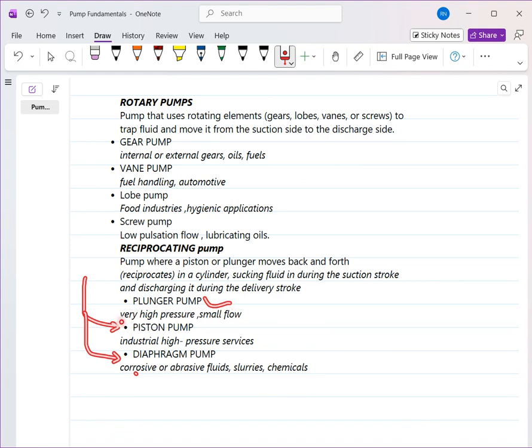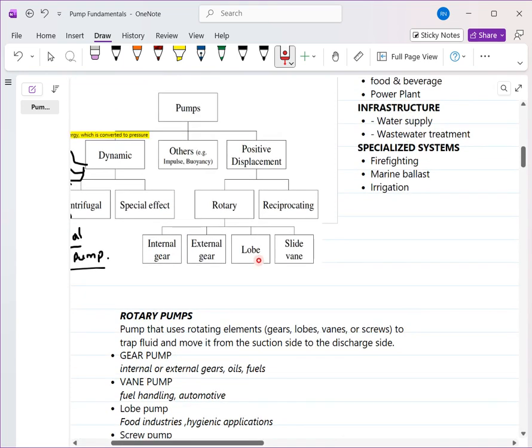The plunger pump is used for very high pressure, small flow. The piston pump is used in industrial high pressure services. Basically these pumps are used only for very high pressure, right? Diaphragm pumps handle corrosive or abrasive fluids, slurries, and chemicals. So these are the types, and there are other types.